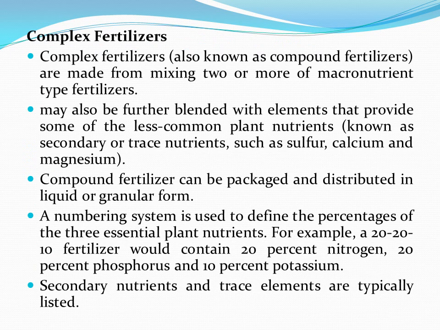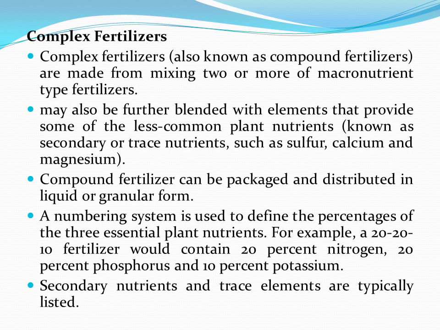Now coming to complex fertilizers. Complex fertilizers are also compound fertilizers, which are prepared by mixing 2 or more macronutrient type fertilizers. But these complex fertilizers may further be blended with elements that are less common plant nutrients, which are known as secondary or trace nutrients, for example, sulfur, calcium, magnesium. And these compound fertilizers can then be packaged and distributed in both liquid or granular form.